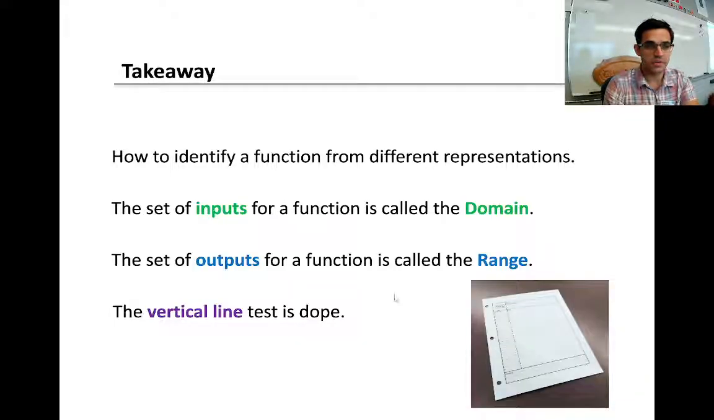Key takeaways, we can identify a function from different representations, a diagram mapping, a set of points, and through a graph. We understand the set of inputs to be the domain and the set of outputs to be the range, or x's and y's. And we learned that the vertical line test is very helpful for seeing if a graphical representation is a function or not. And that's it.